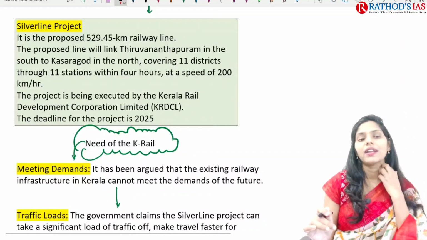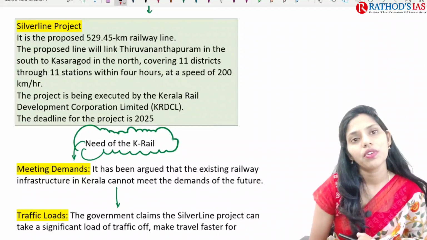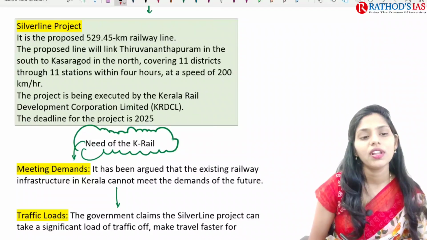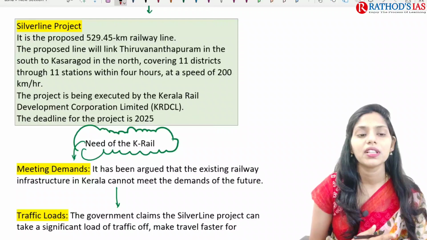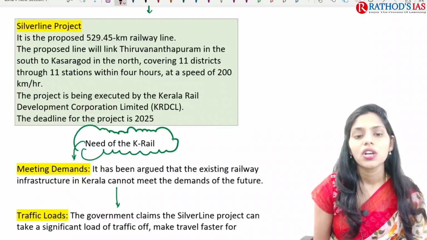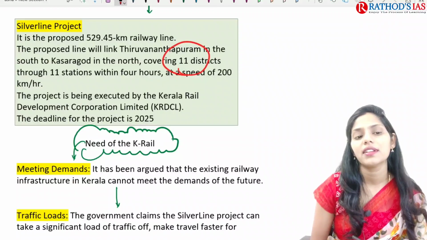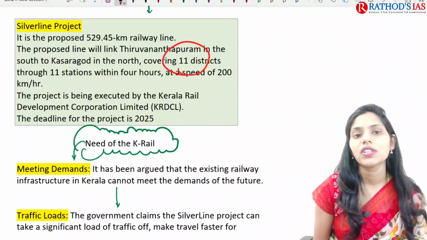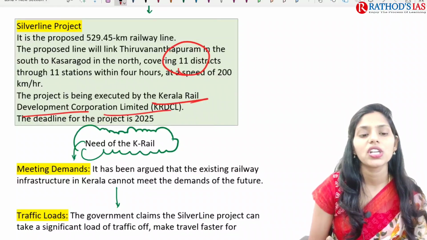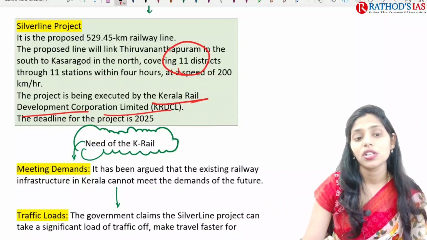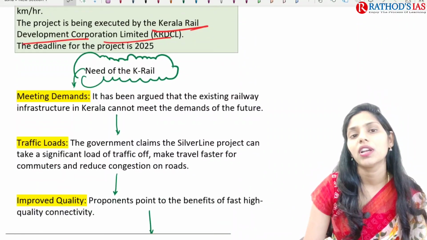What is the Silver Line project? It is a proposed 529.45 kilometer railway line, and the proposed link will connect Thiruvananthapuram in the south to Kasaragod in the north, covering overall 11 districts. The project is being executed by the Kerala Rail Development Corporation Limited, and it has a deadline of about 2025.